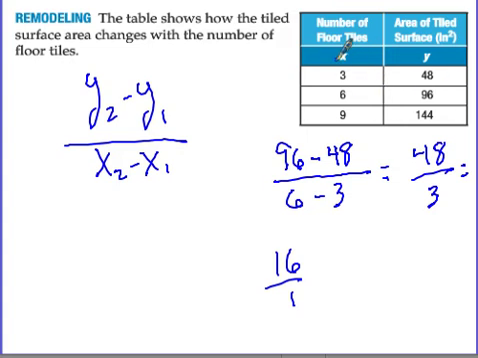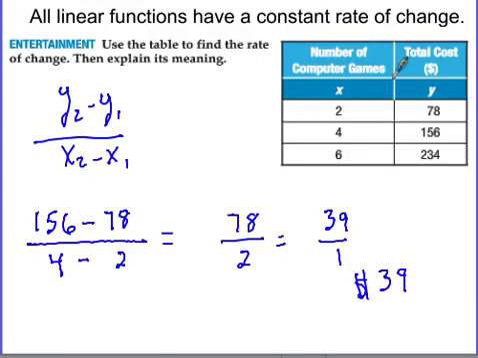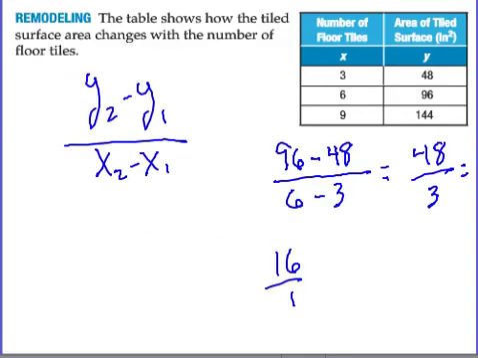I mean, obviously, if you have 0 tiles laid down, you have 0 surface area covered by tiles, right? With the last one, if you buy 0 computer games, you pay $0. So those are both called direct variation functions. They go through the origin, but not all linear functions go through the origin. So we'll talk about that more with our next lesson. Good observation, though. I like where you're thinking.